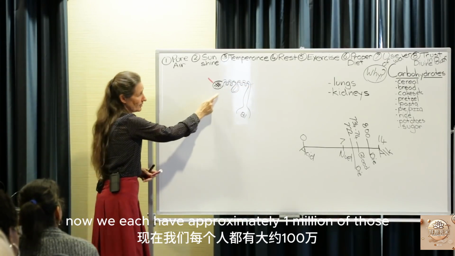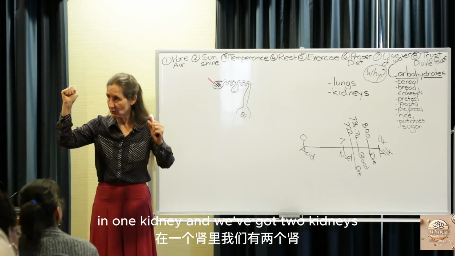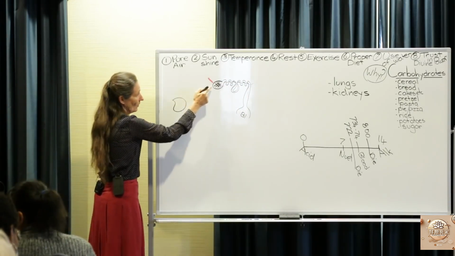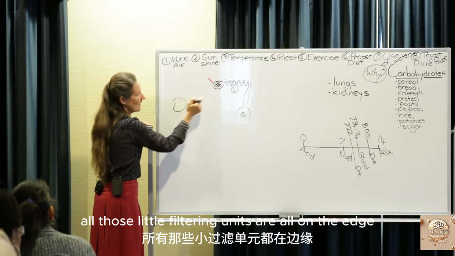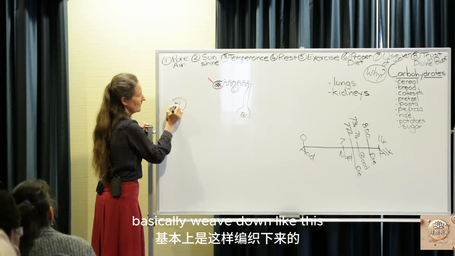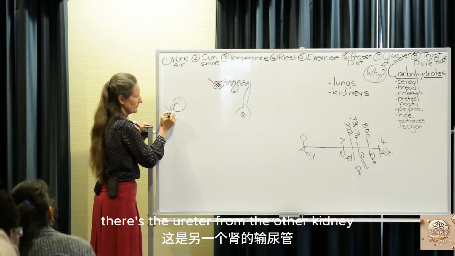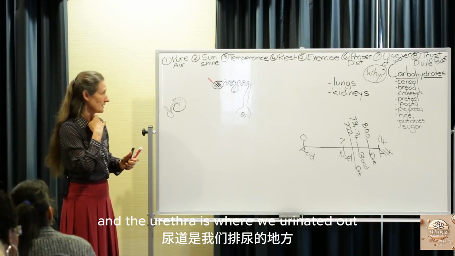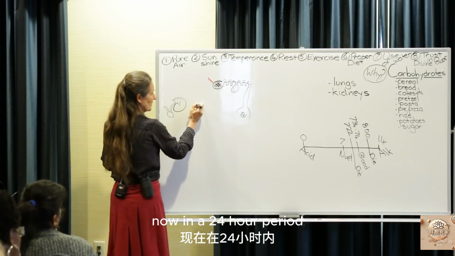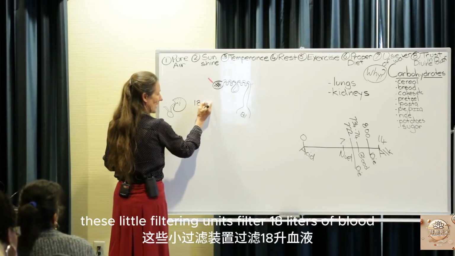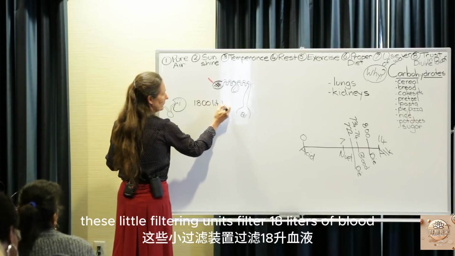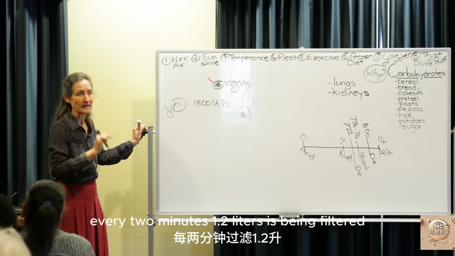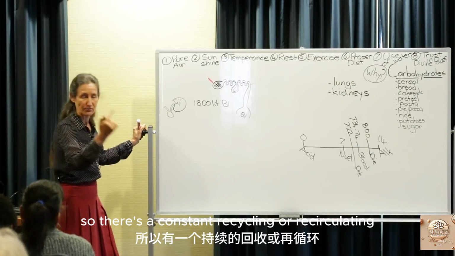Now we each have approximately 1 million of those in one kidney, and we've got 2 kidneys, so that's about 2 million. So looking at the kidney, all those little filtering units are all on the edge, and then these tubules basically weave down like this into the ureter. There's the ureter from the other kidney into the bladder, and the urethra is where we urinate it out. Now in a 24-hour period, these little filtering units filter 1,800 litres of blood. Now we don't have that much blood. Every 2 minutes, 1.2 litres is being filtered, so there's a constant recycling.